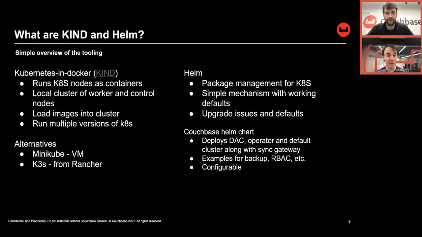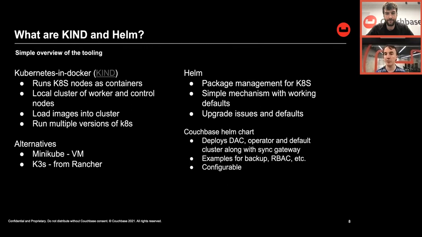There's a few alternatives I touched on. So Minikube is sort of a VM version of it. Minikube and Kind are both Kubernetes SIG projects. So they're open source. There's also K3S from Rancher, which is another alternative as well, which is a good option. And certainly I know some of our developers here use K3S too.